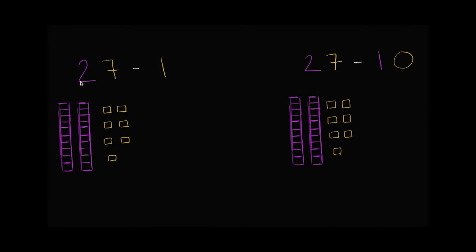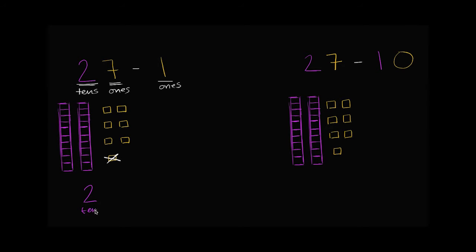So 27, I have 2 in the tens place, so that 2 means 2 tens, and we see them here, 2 groups of 10. And then we have 7 in the ones place, and we see those 7 ones right over here. Now I'm going to subtract 1. Subtracting 1 is in the ones place here. So I'm going to take away 1. So let's just take away 1 like that. And then what am I left with? Well, I still have my 2 tens, so I could put a 2 in the tens place.